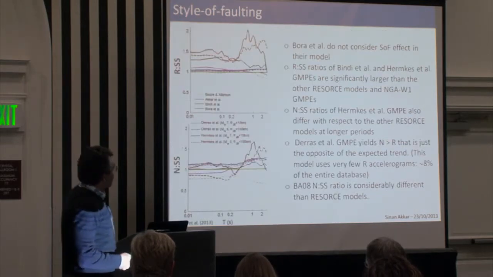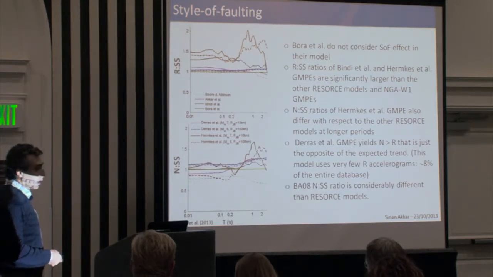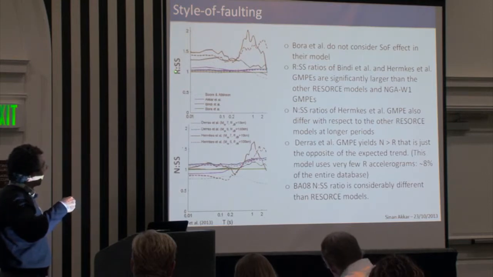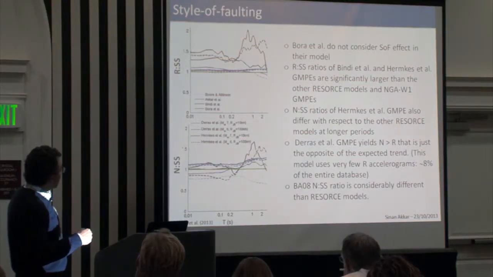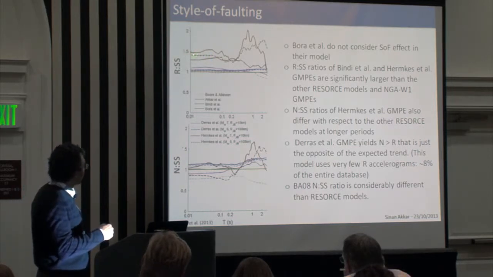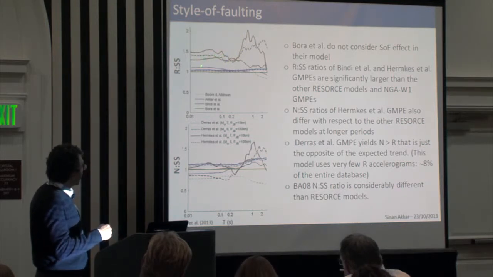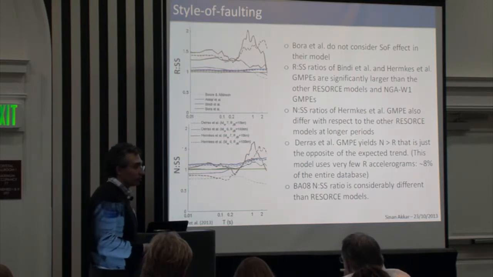Okay, so again, this is the same type of comparison for style of faulting. The first row shows reverse to strike slip style of faulting ratios, and the second row shows normal to strike slip style of faulting ratios. For reverse to strike slip style of faulting, as you can see here, the models by Hermkes and Bindi estimate reverse events significantly larger than the strike slip events.